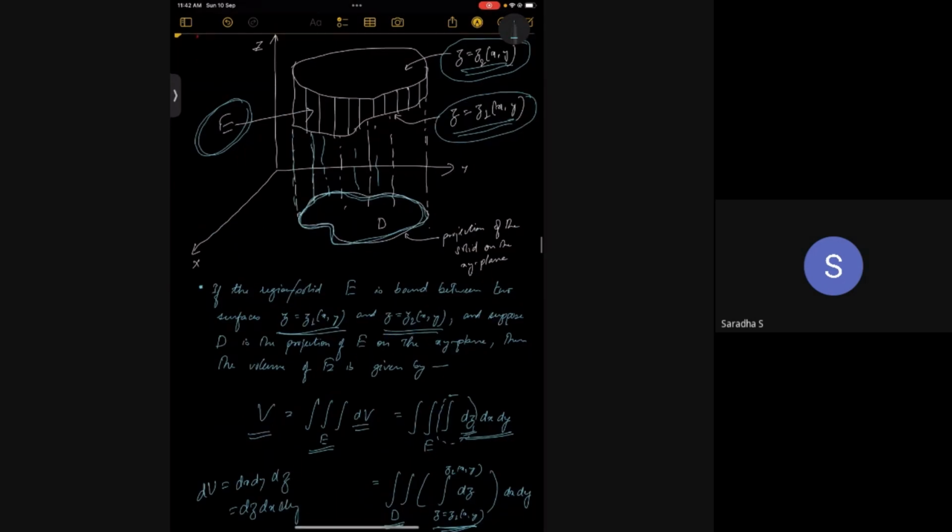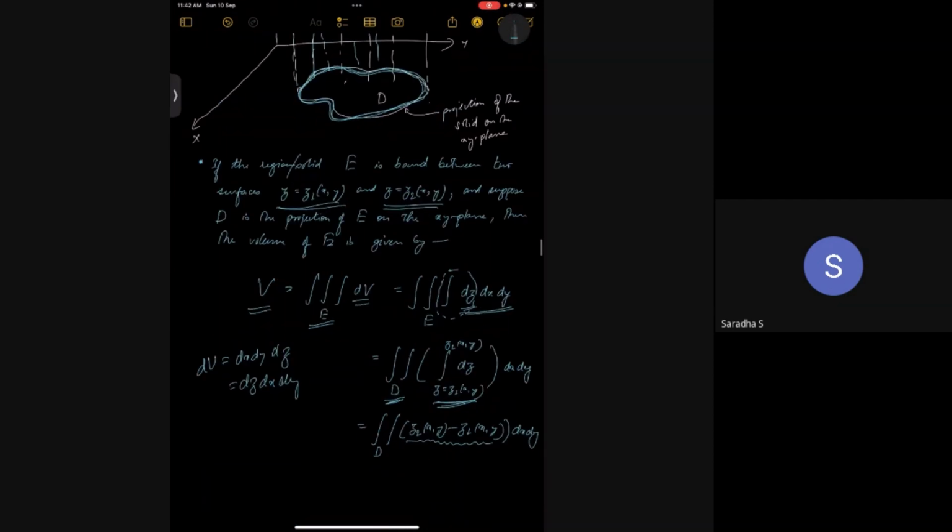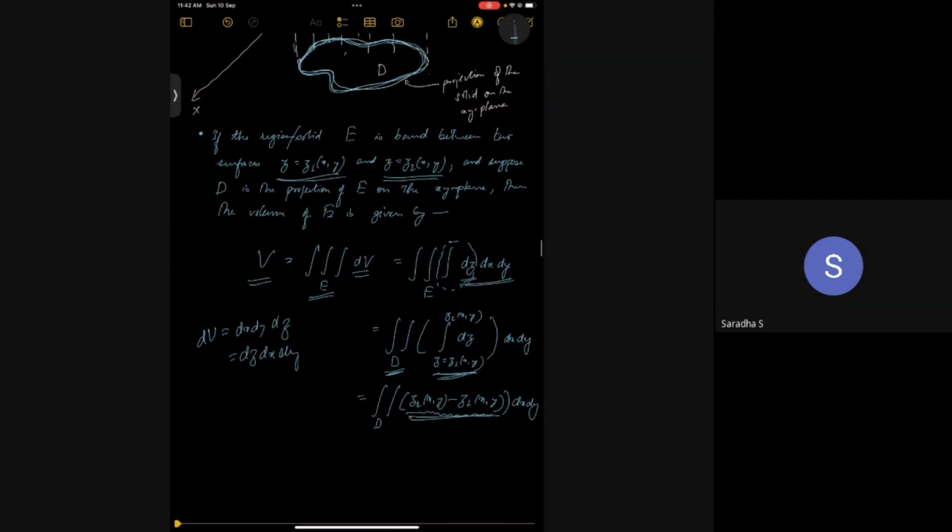And there is a double integral. So the innermost integral is dz, integration of dz between z equal to z1(x,y) and z2(x,y), and if you integrate this, you'll get z2(x,y) minus z1(x,y). And the outer integral is now a double integral over D. D is the projection of the solid on the xy plane. So it is the double integral of this function dx dy over D. This is a function of x and y.